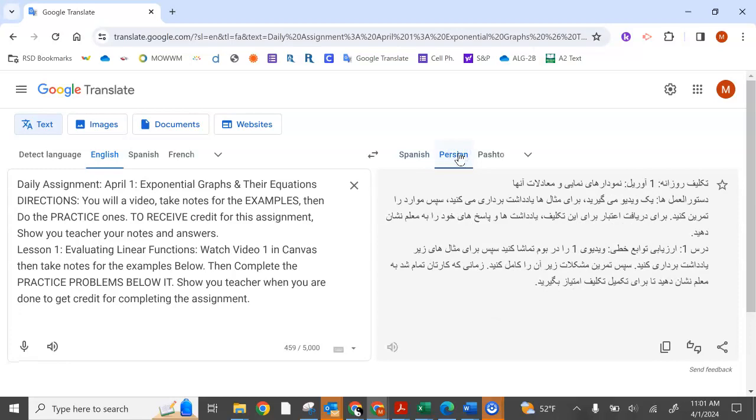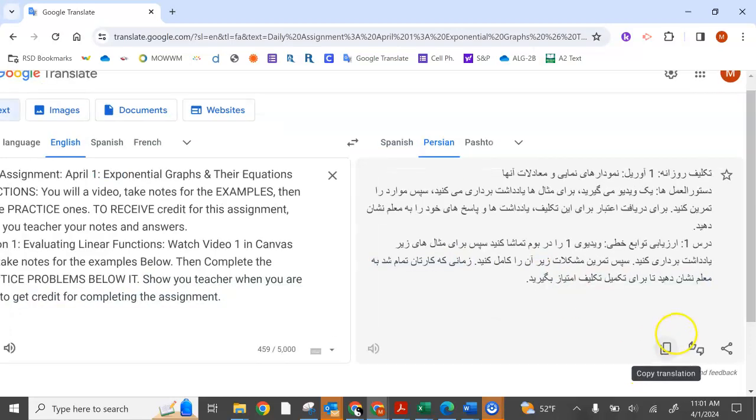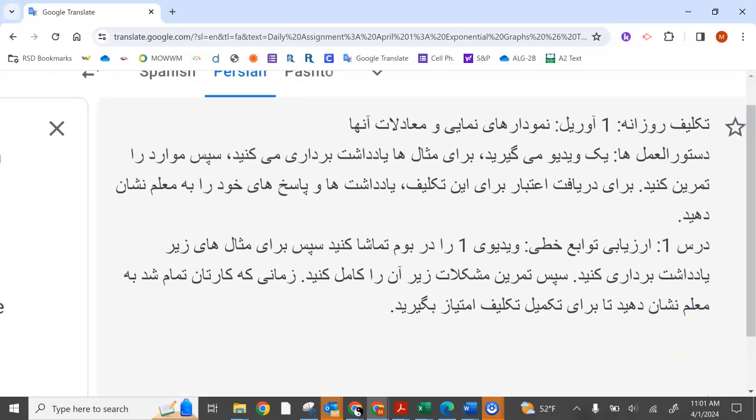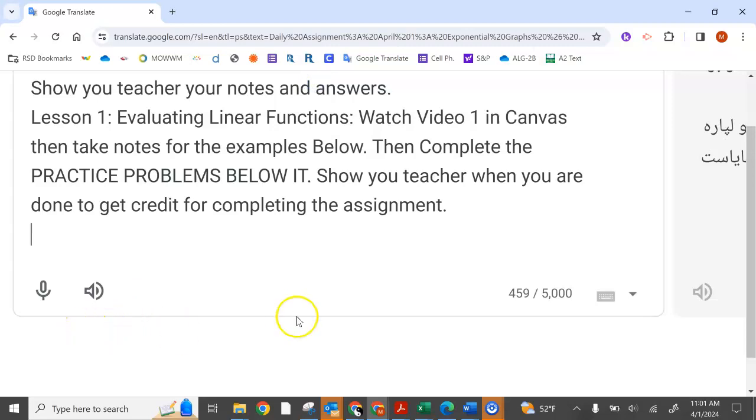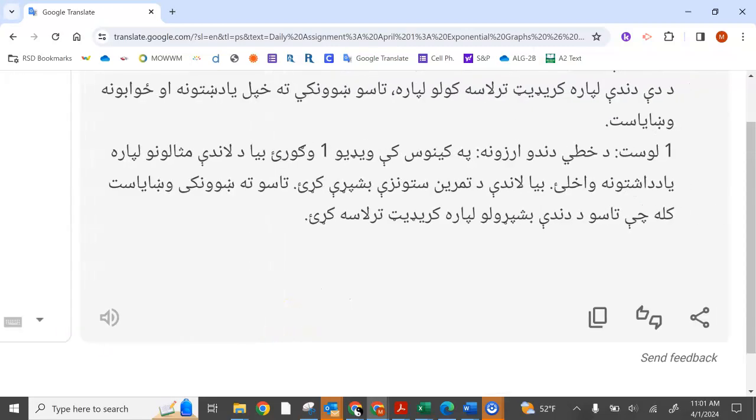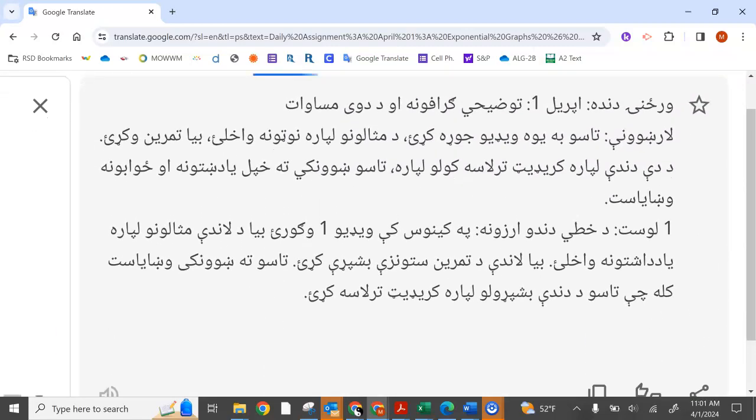Now Persian. So if you want to pause it and read this. Okay, and Pashto. And pause it and read this. So you can pause it if you need to.